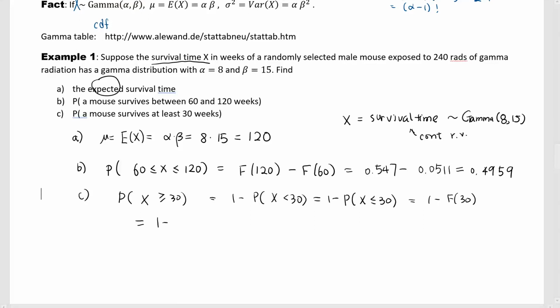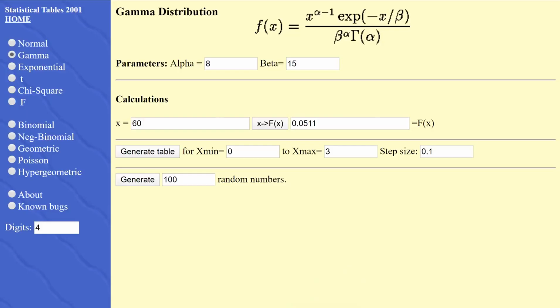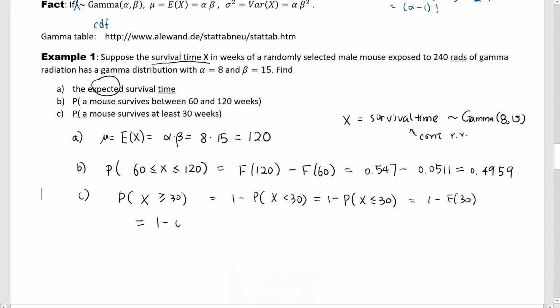What is F of 30? Let's come back to our website. For F of 30, we plug in x is 30, and the CDF is 0.0011. So plug this in our calculator. What do you get? I get 0.9989. So far, so good, everybody? So this is part C, the probability of a mouse surviving at least 30 weeks.